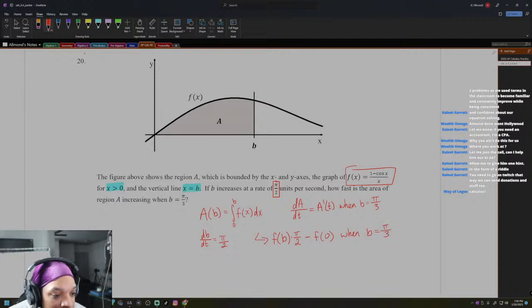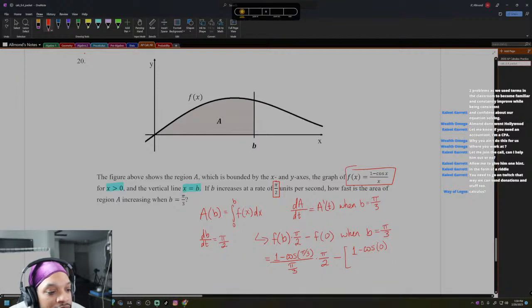We're trying to evaluate f of b times pi over 2 minus f of 0 whenever b is equal to pi over 3. So that's going to be equal to 1 minus cosine of pi over 3, all over pi over 3, times pi over 2, minus, now I'm going to do f of 0. So that's going to be 1 minus cosine of 0. Hopefully I'm doing this right.